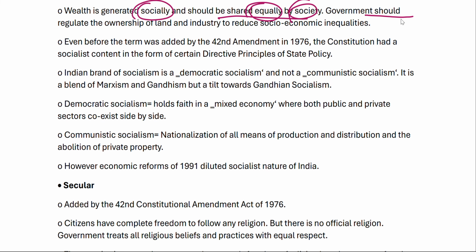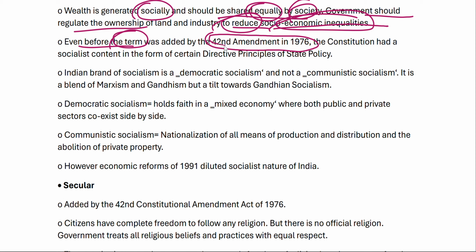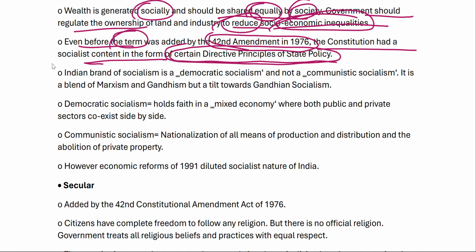Government should regulate the ownership of the land and industry. The ownership of the land and the industry is regulated to reduce socio-economic inequalities. Even before the term was added in the 42nd Amendment Act, the Constitution had a socialist content in the form of the directive principles of state policy. So, socialistic content is found in the directive principles of state policy.